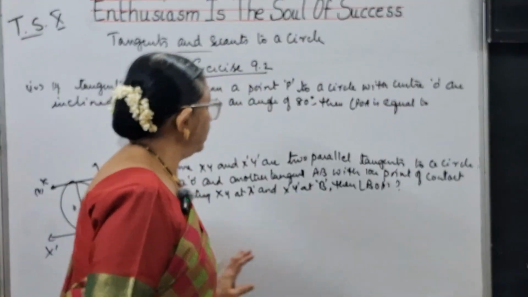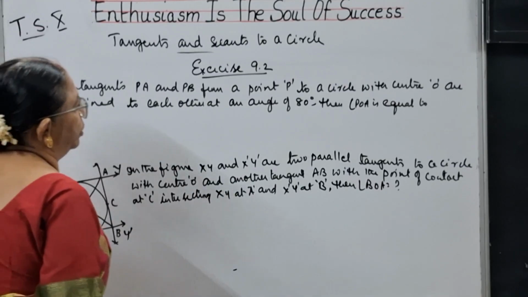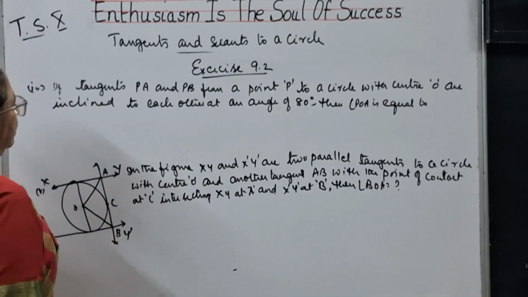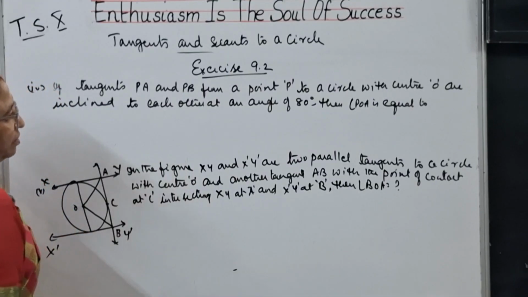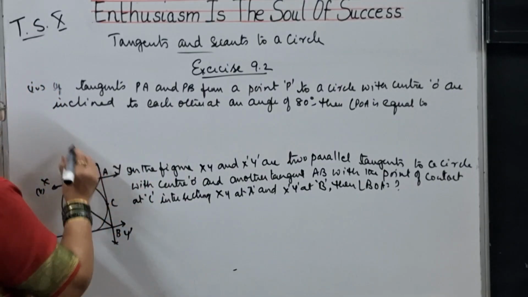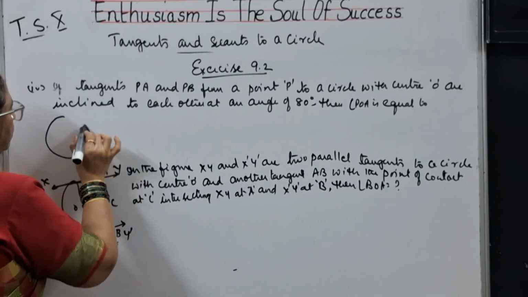Now the next one, children. Fourth bit: if tangents PA and PB from a point P to a circle with center O are inclined to each other at an angle of 80 degrees, then angle POA is. This is possible only when you draw the figure.